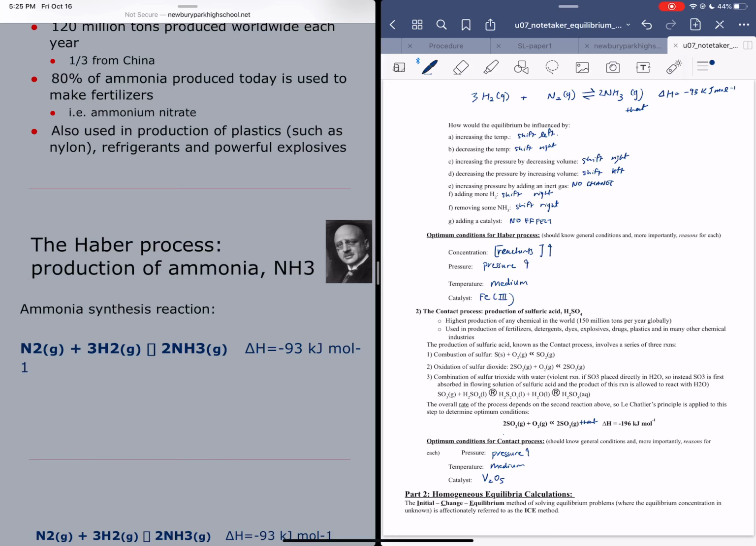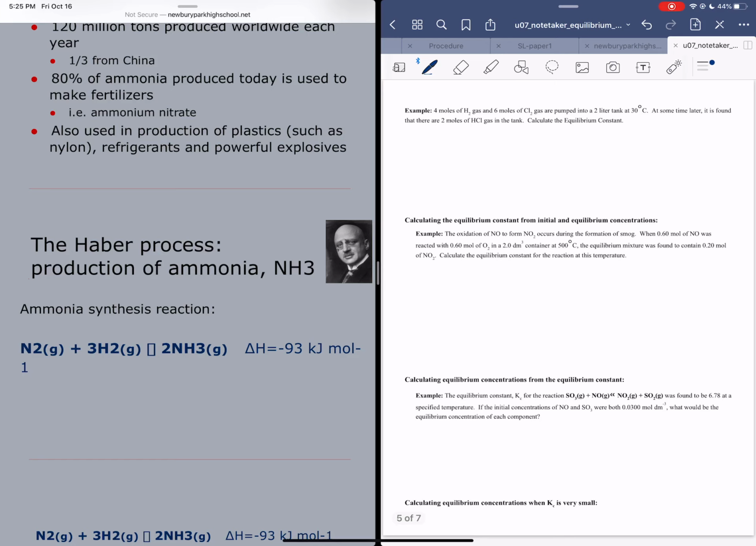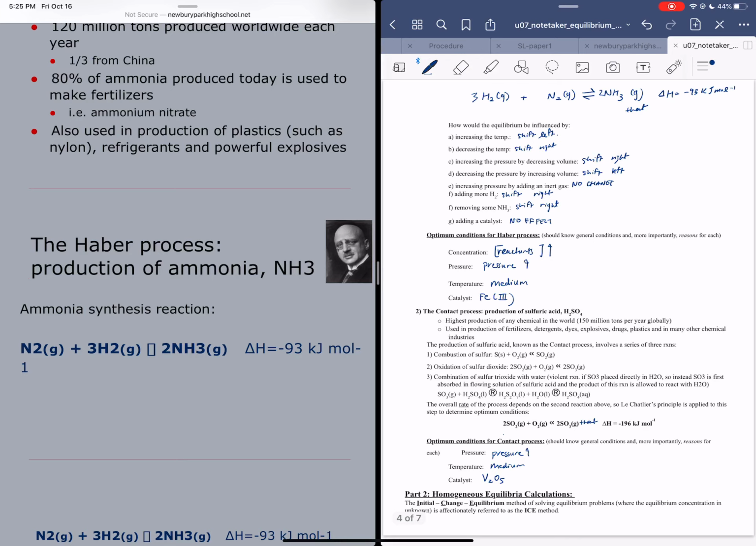Okay, homogeneous equilibria calculations. Here we're using something called the ICE box method to determine equilibrium concentrations, which in effect help us determine Kc at a given temperature and with a given set of starting concentrations. So this is going to taper into the HL part. So if you're SL, you don't have to look at this part, but if you're interested, you can.